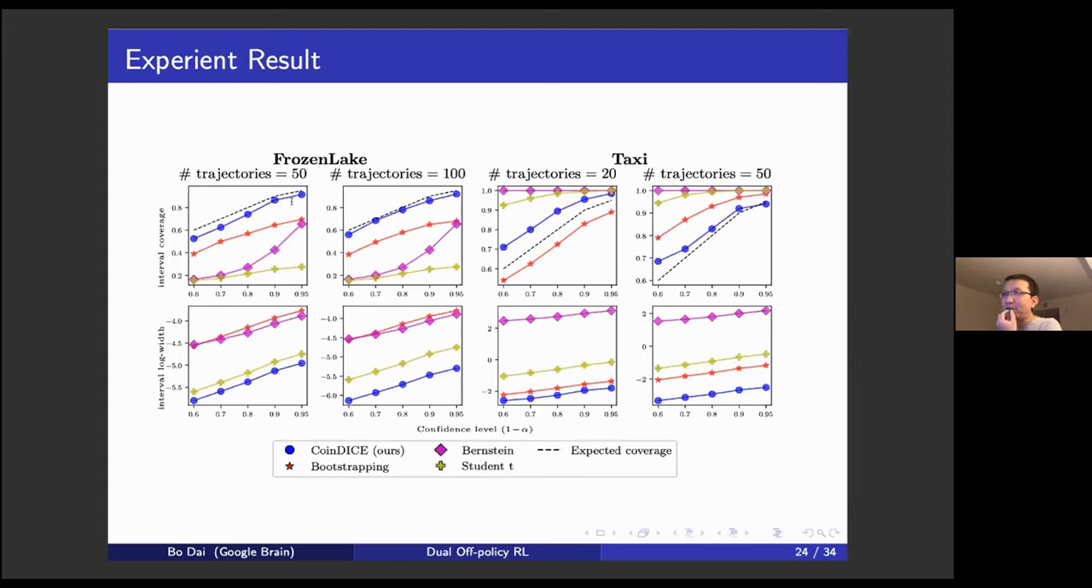This is expected coverage. This alpha goes from 0.6 to 0.95. The closer to this dotted line, the better it is. We compare to the Bootstrap algorithm and the Bernstein and student T confidence intervals, and our method achieved better coverage, which means in, for example, this specific setting, in 95% of cases the true value lies in my estimator's interval. And this is the log wideness of it. The tighter it is, the smaller it is. So our algorithm beats the other existing methods. The rest of them are similar.